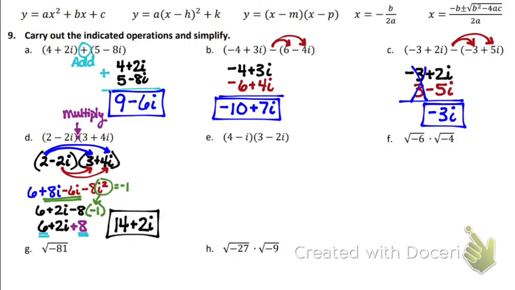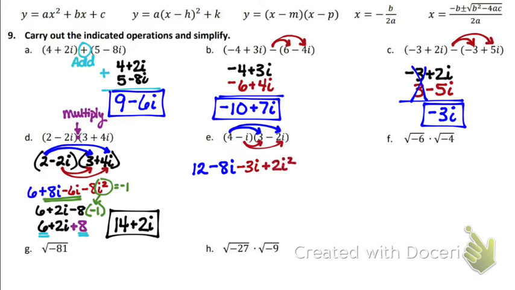On part E, what are we doing? Multiplication. So I'm going to take this 4 and distribute it to both pieces. 4 times 3? 12. 4 times negative 2i. Negative 8i or minus 8i. Then we take this negative i and distribute it to both pieces. What is negative i times 3? Negative 3i. What is negative i times negative 2i? 2i squared. Yep, positive 2i squared.